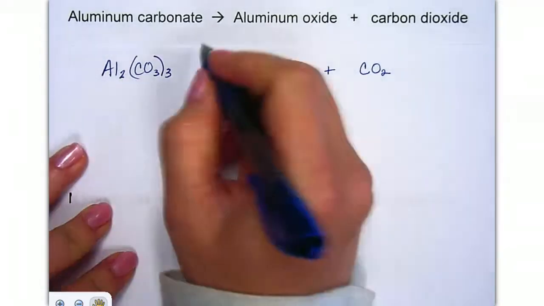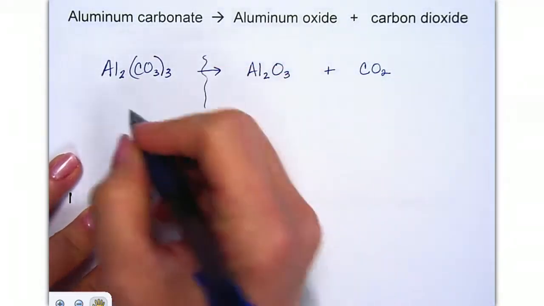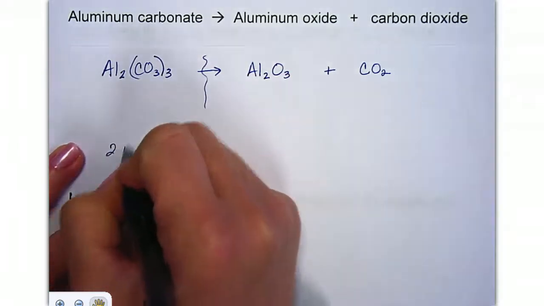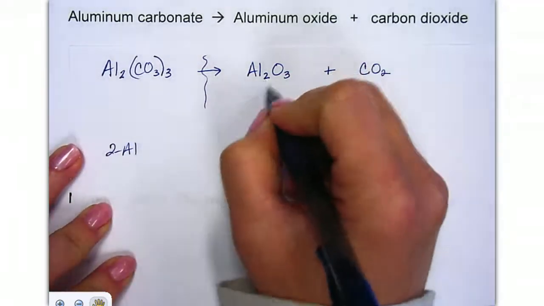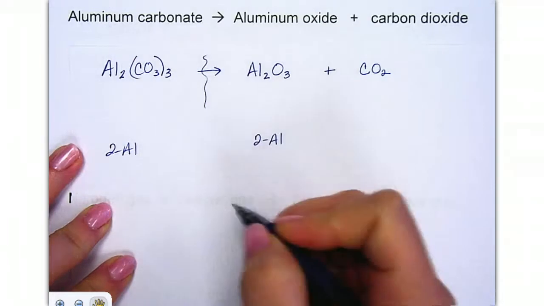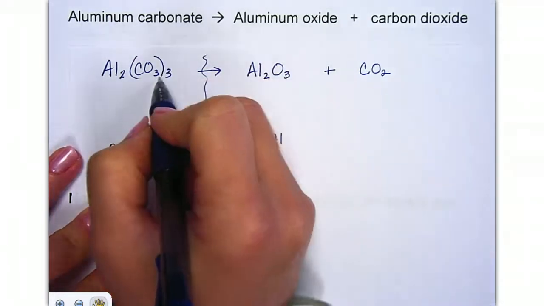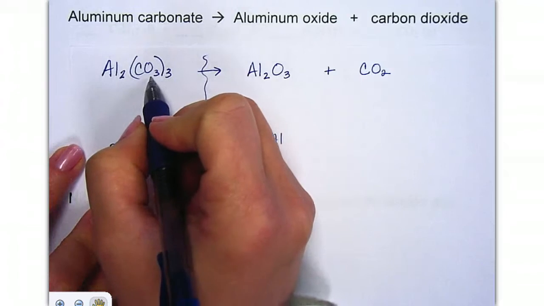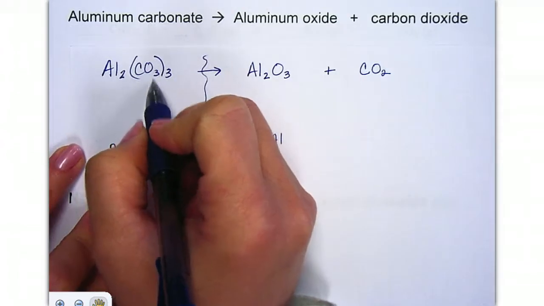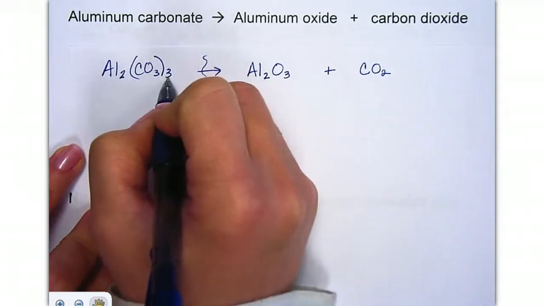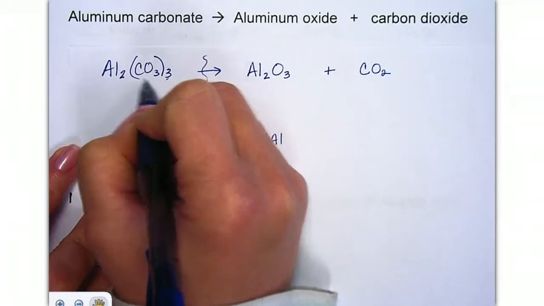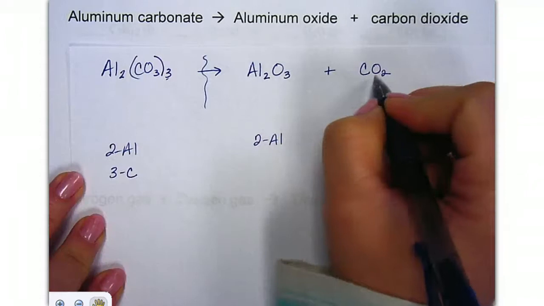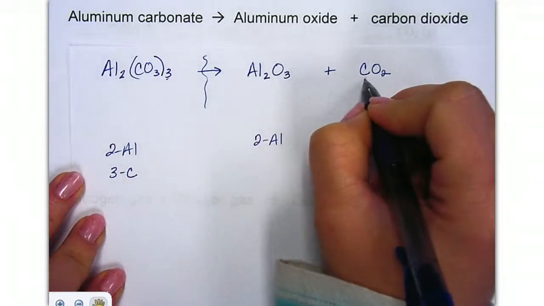Here on the left side, remember this is our dividing line, on the left side I have 2 aluminums, and on the right side I have 2 aluminums. So at the moment that's already balanced. Now I'll do carbon. The general rule is you want to save oxygens and hydrogens for last. So we don't want to do oxygen just yet. So carbon, here I have 3 carbons when I distribute this 3. So there are 3 carbons. And on the right side I only at the moment have 1 carbon.